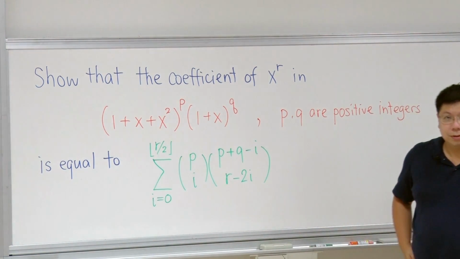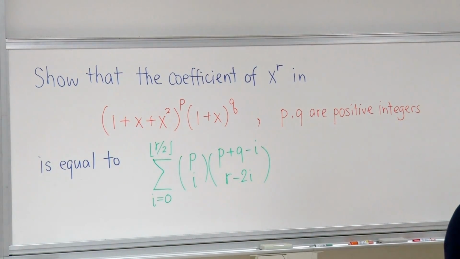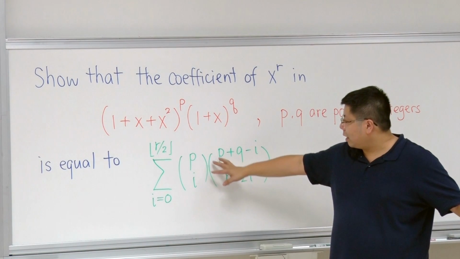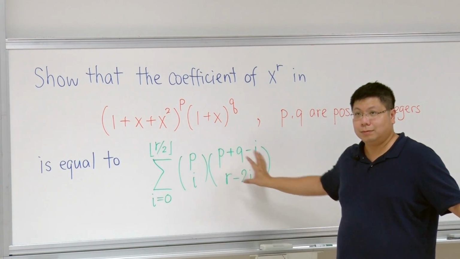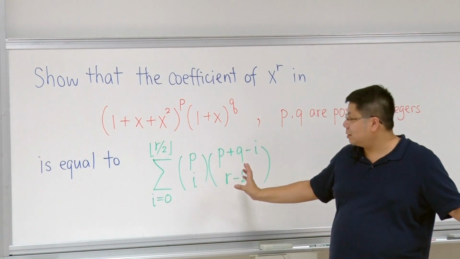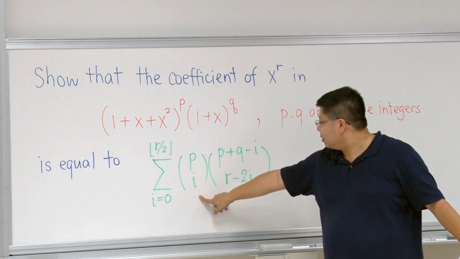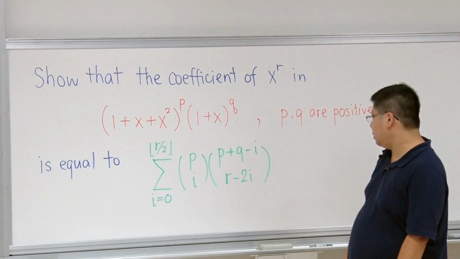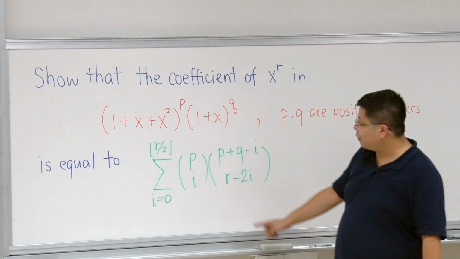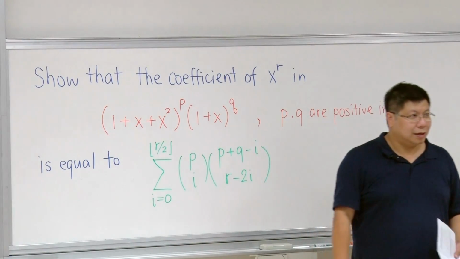So how can we show? So this time convolution doesn't work. They are not in the same form. It's not like this looks like a certain function. Yeah, maybe you can still use convolution, but there's a better way.